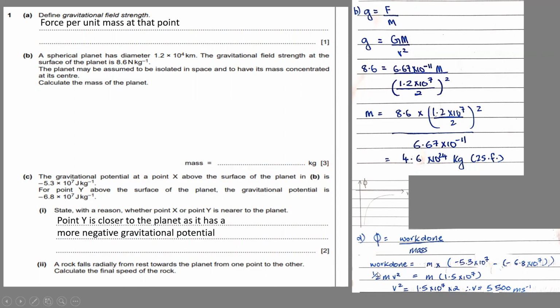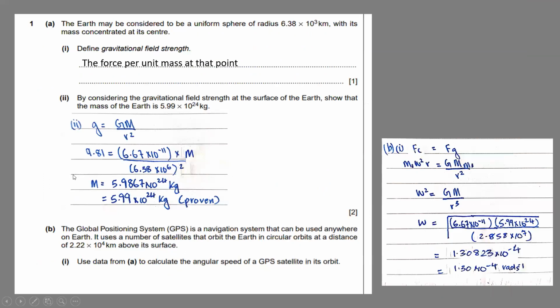All the work done will be converted to kinetic energy, and the formula for kinetic energy is half mv squared. Then we can divide throughout by m and make v squared the subject, which will give you 1.5 times 10 to the power 7 times 2. Then take the square root to give you 5,500 meters per second. Remember, this is 2 SF because all the data points in the question are 2 SF. That's one question. Okay, this is another one.